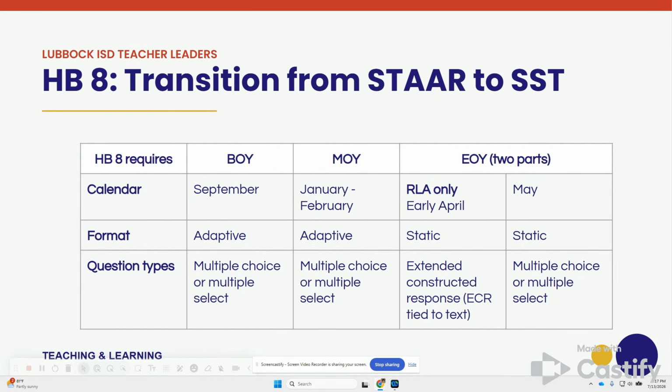For the end of year, there are 2 parts. The writing portion, the ECR for RLA only, will happen in early April. They tell us, at least right now, that ECR will still be tied to some brief text, and then students will write. And then in May, the multiple choice portion of RLA and all of the other content areas will happen. And it will be static, meaning it will not be adaptive. It will not try to gauge grade level. It will be more like what we're used to. But it will, again, have that quick turnaround, so it will be multiple choice or multiple select.